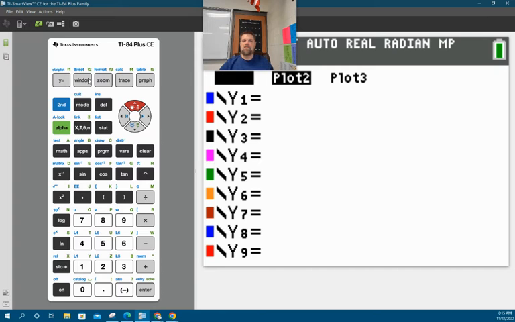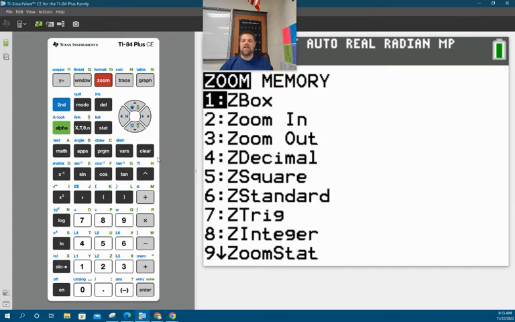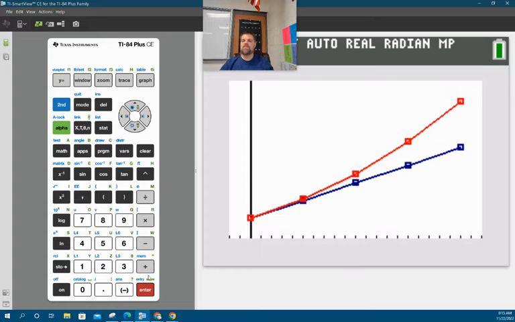Okay. So go to zoom, and then option number 9 is zoom stat. So we're doing a statistics plot, so we want to click on zoom stat. When you click on zoom stat, it's going to graph it. See how this red line curves up? That's not a straight line. It curves up. I only have one line.